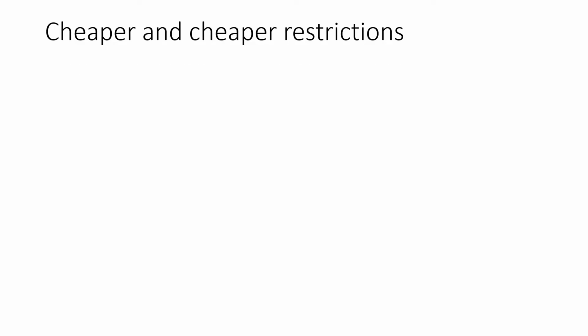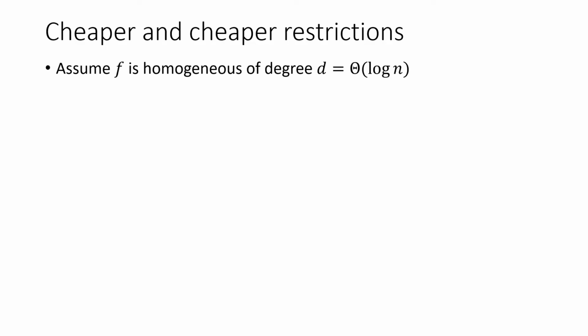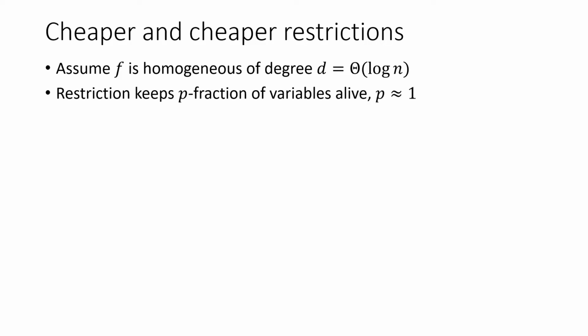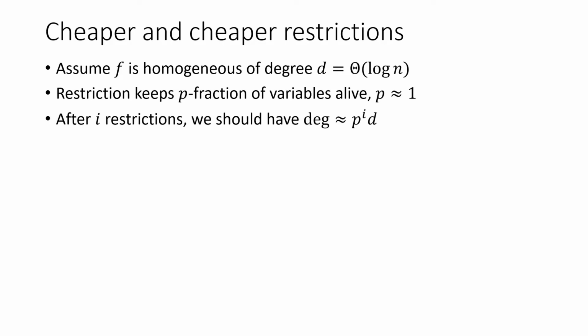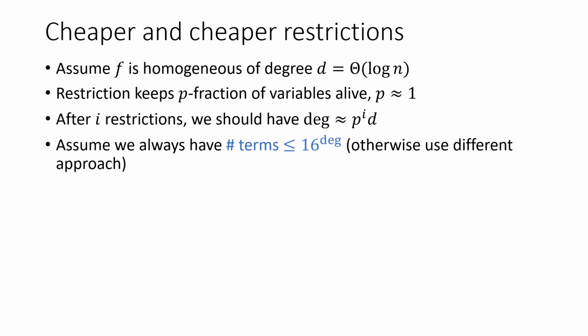For simplicity, assume once again that f is homogeneous of degree d, which is roughly log n. Let p be the fraction of variables that our restriction keeps alive, the star probability, so p is a constant very close to 1. After we do i restrictions, each term should have degree roughly p to the i times d. For simplicity, let's assume that this works out exactly, so the polynomial is still homogeneous, it's just now the degree is p to the i times d. Assume also that the number of terms is always at most exponential in the degree, just for the sake of discussion.